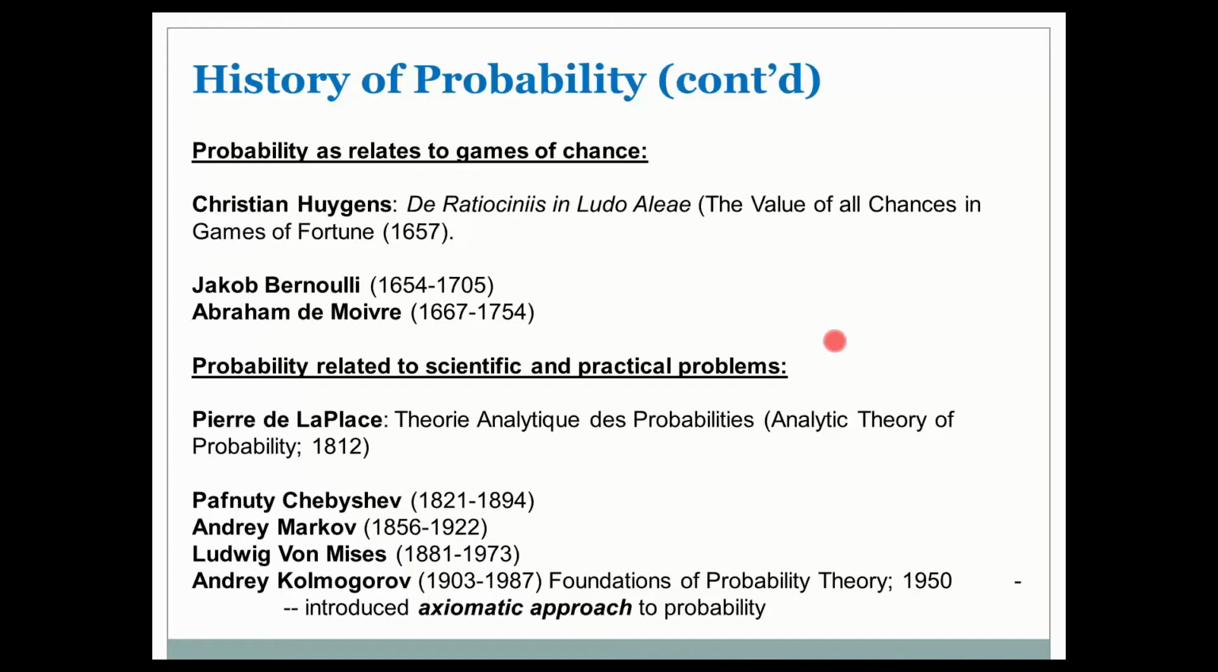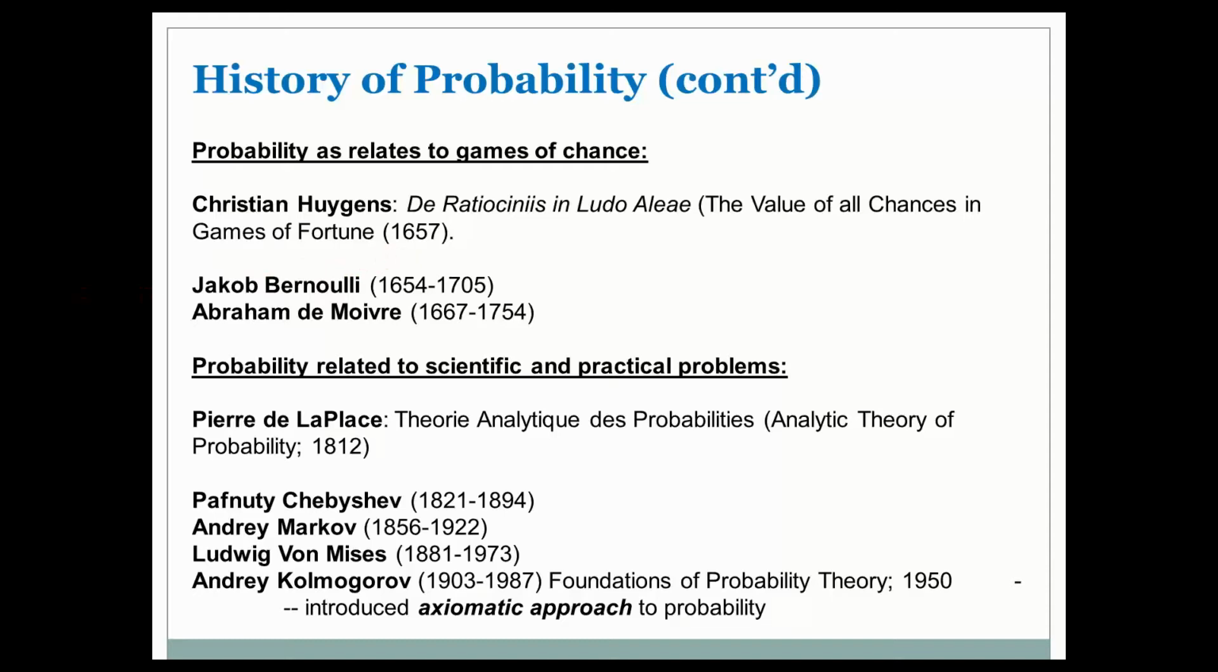Later on came a Dutch scientist, Huygens. I might have said his name wrong, but he was a teacher of Leibniz, actually. He learned of this correspondence between Fermat and Pascal, and shortly after, he published the first book on probability. It's this one right here, and translated, it means the value of all chances in games of fortune. He published that in 1657.